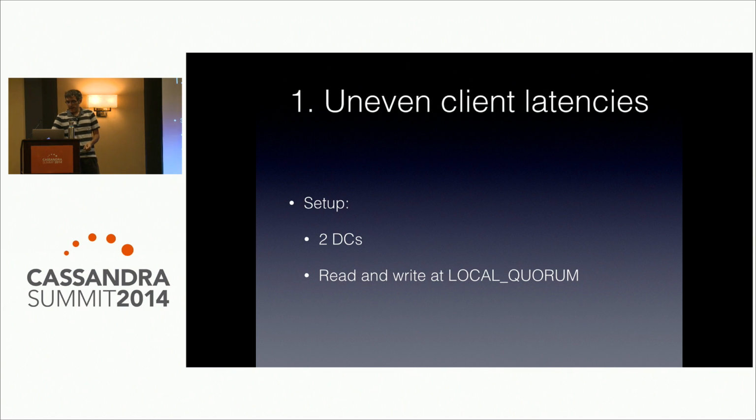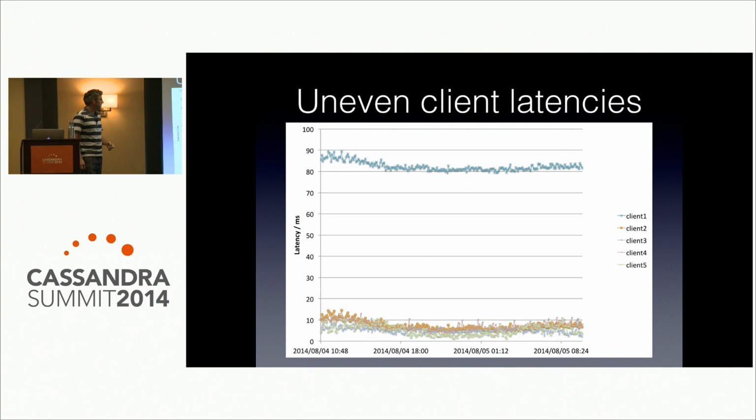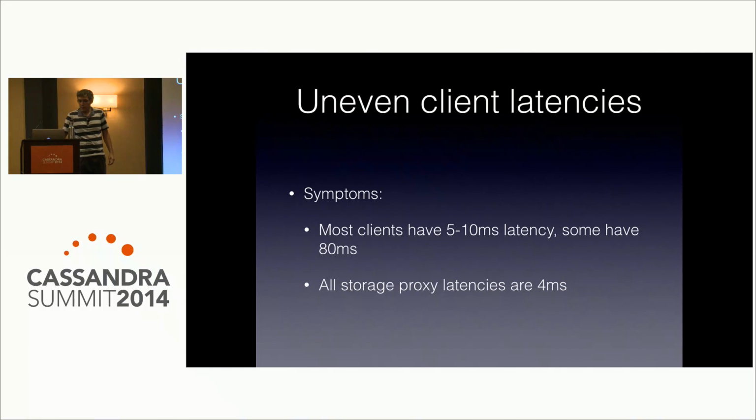But then we had a graph like this. This is measuring client latencies, how long it takes the client to process a query. Most of them are very happy at like 5 to 10 millis. Great. But there was this one guy all the way up here at 80 millis. What's going on with that client? So the first thing I looked at was Cassandra, and everything looks pretty good. There's nothing wrong. In particular, storage proxy latencies were 4 millis.